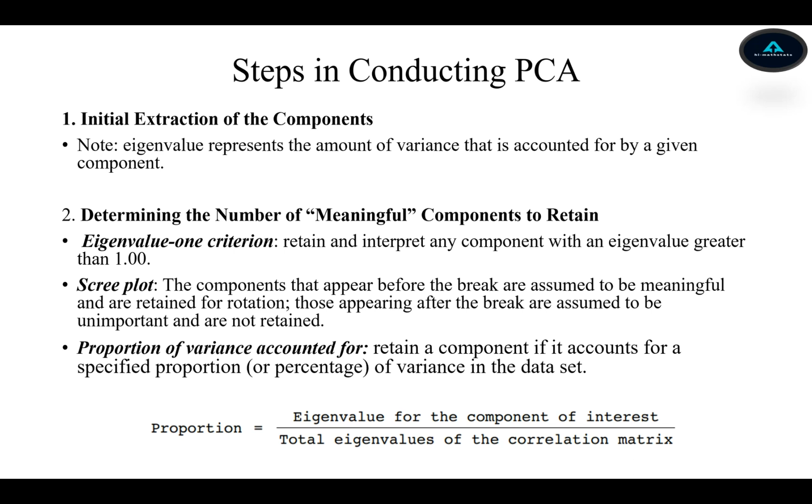We can also, as we will see, use the proportion of variance accounted for, where we retain a component if it accounts for a specified proportion of variance in the data set. And that is the formula to calculate this proportion of variance that is accounted for by a given component.